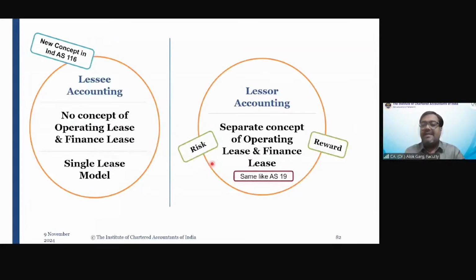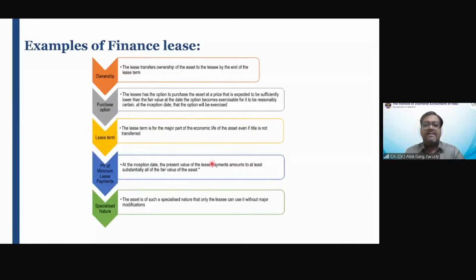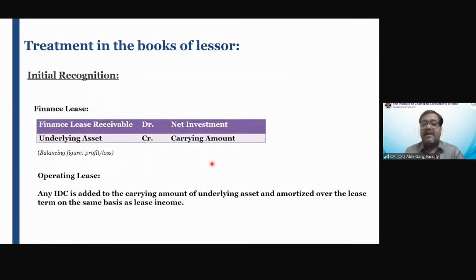Friends, we discussed lessor accounting, operating lease, and finance lease. These are the indicators. This is the accounting. Finance lease receivable account is debited against the underlying asset, which means derecognition of the non-financial asset and recognition of the financial asset. This finance lease receivable is equal to the net investment in the lease, which is the present value of lease payments plus unguaranteed residual value.